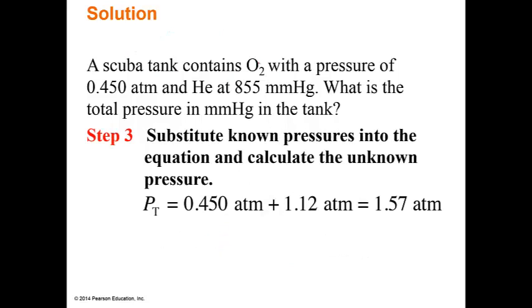The scuba tank contains oxygen with a pressure of 0.45 atmospheres, and then helium 855, converted to 1.12, so we simply go 0.45 plus 1.12, giving us 1.57 atmospheres. That is the pressure in the tank. Seems scary. Very, very easy once you know where to arrange everything.